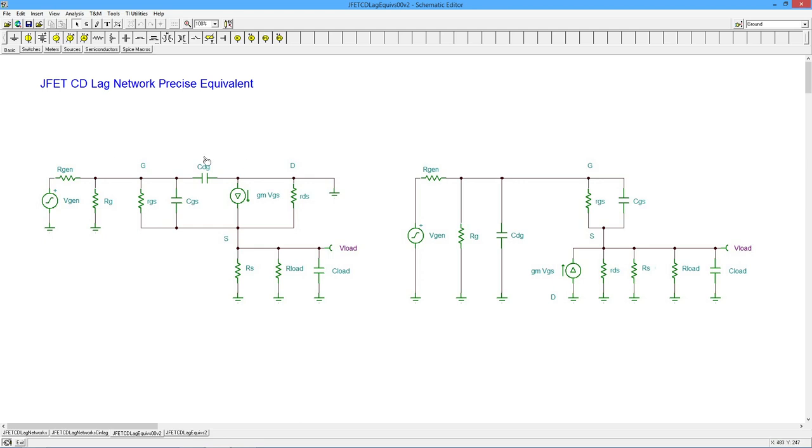So let's take a look on this side. I've redrawn it on the right-hand side, but here's that gate biasing resistor, the generator resistance, and I've just split out everything down here in the source: biasing resistor, load resistor, and C load. And here is the model for the transistor.